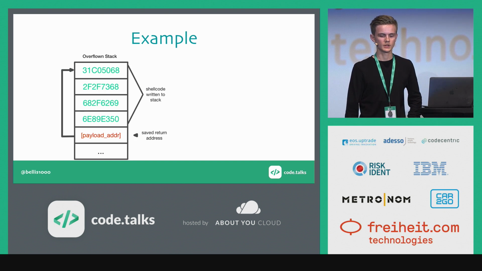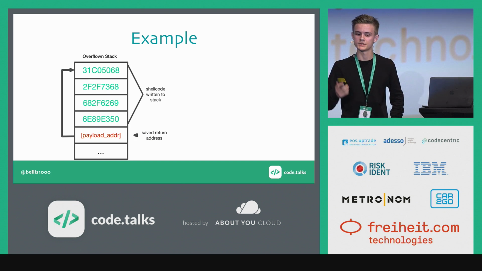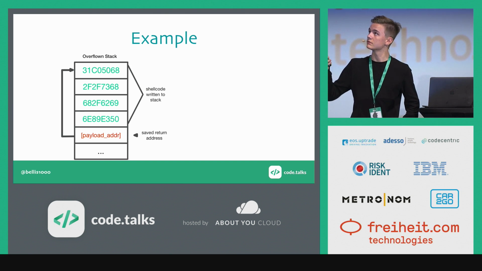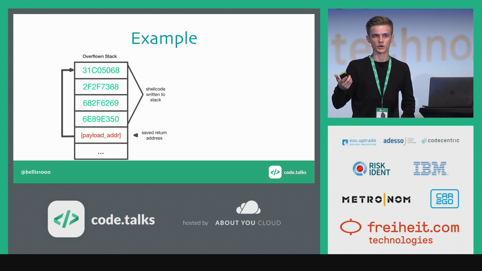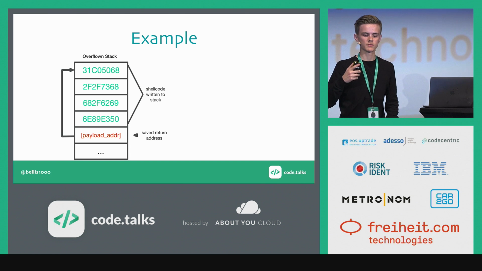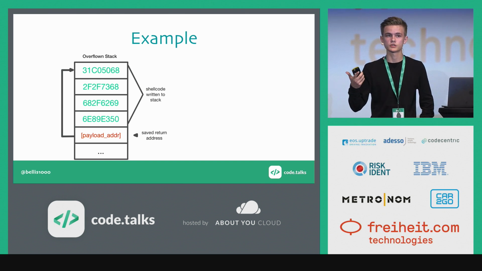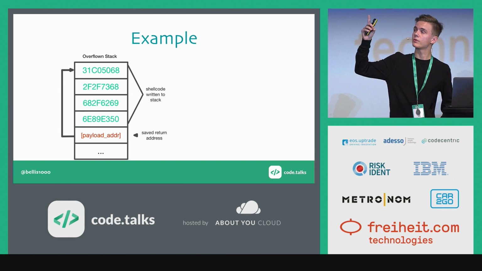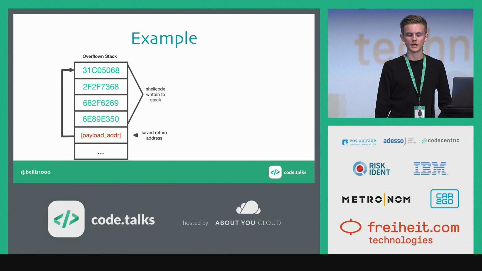So here is a diagram representing that overflown stack. At the top, you have the overflown data, which is all the shellcode. So these are the byte representations of those instructions. And then you get down here where it says payload address. You overwrite this. This is the return address for the function. And you just need to overwrite that with the address that points back to the top where your shellcode starts. And then when the current function returns, whatever that is, it's going to jump to your shellcode, and it's going to execute your code within the target process.